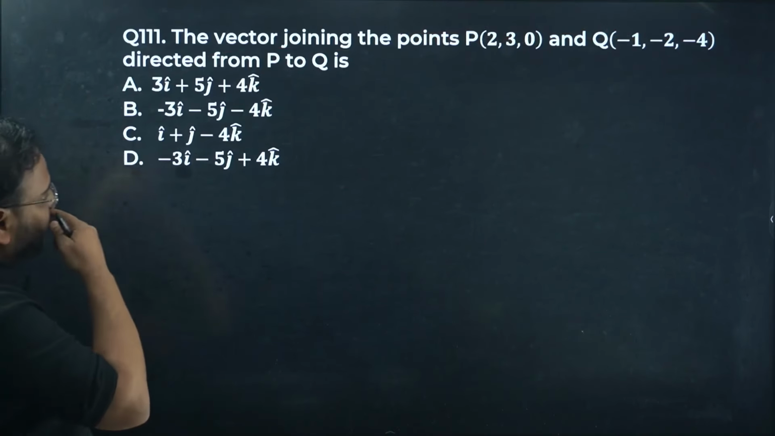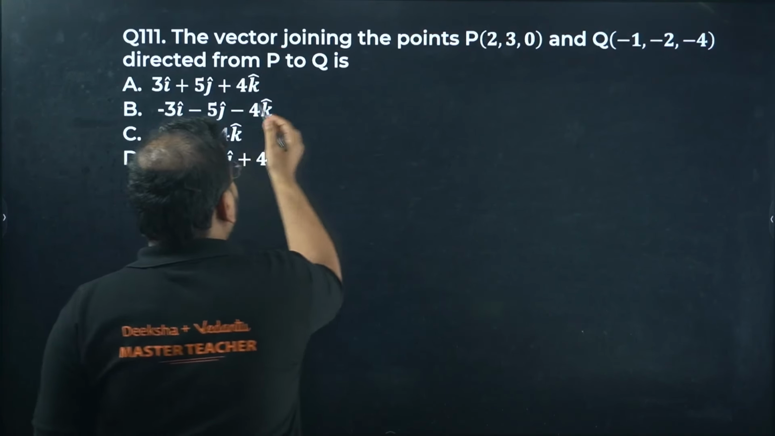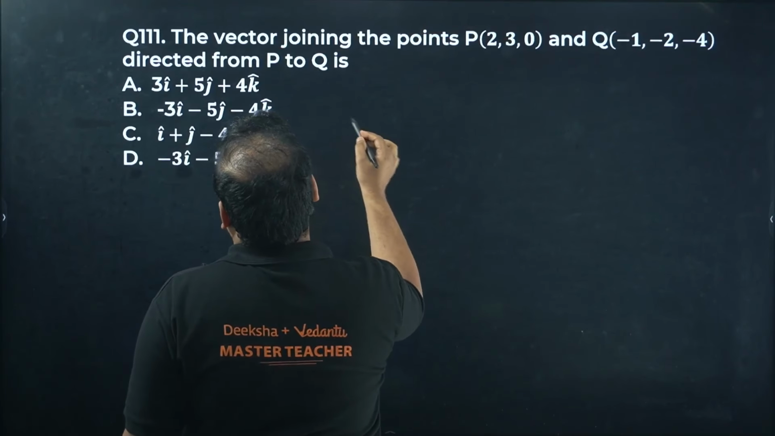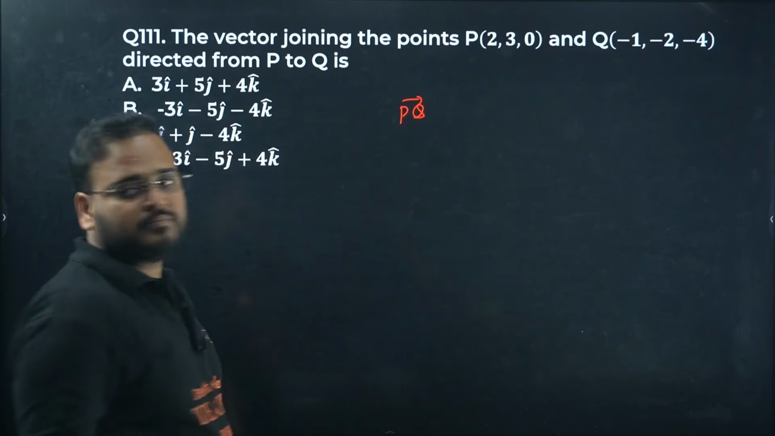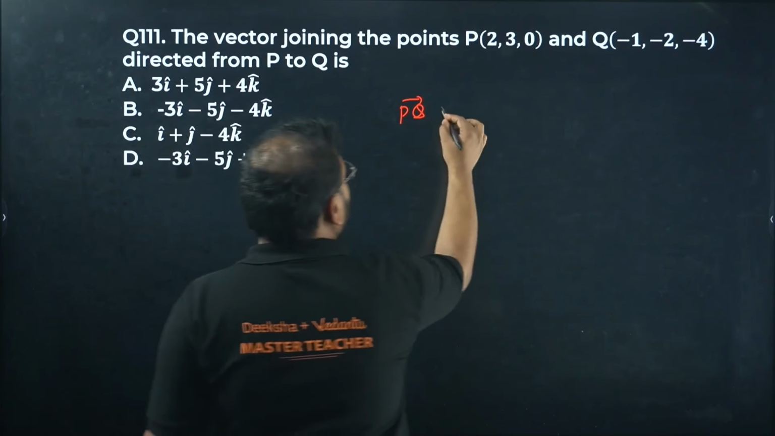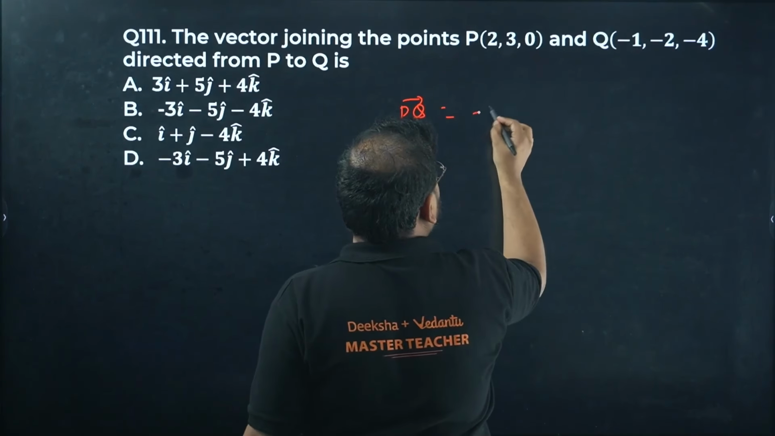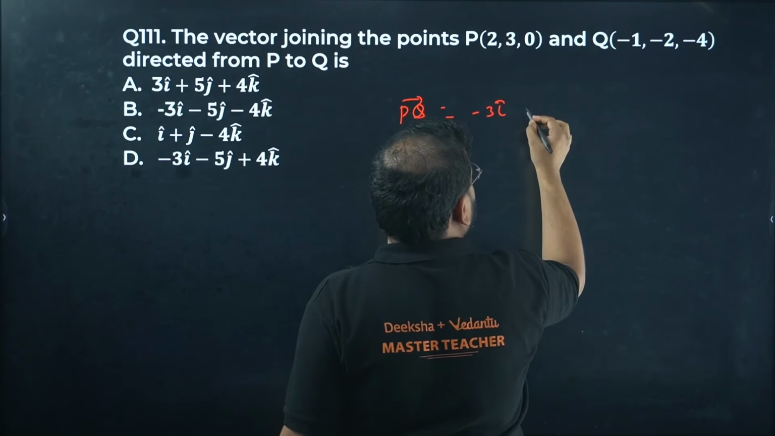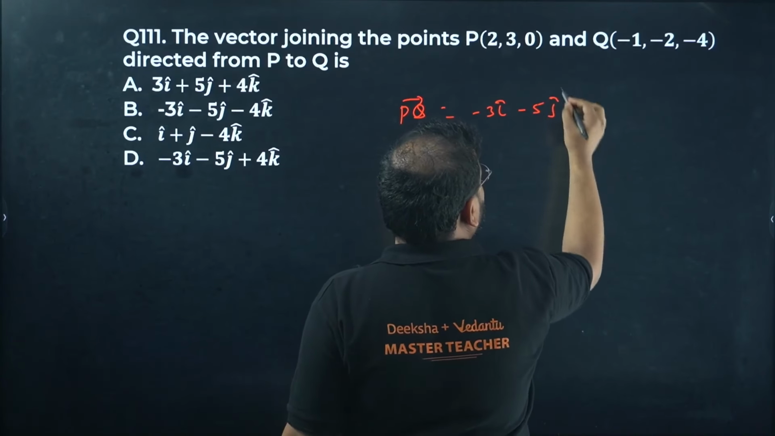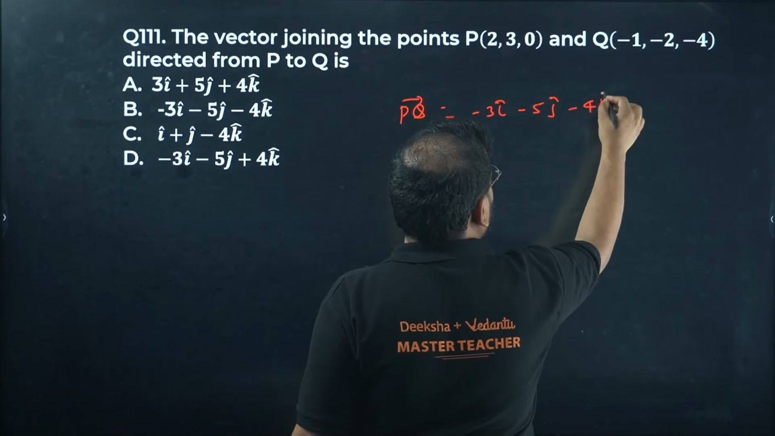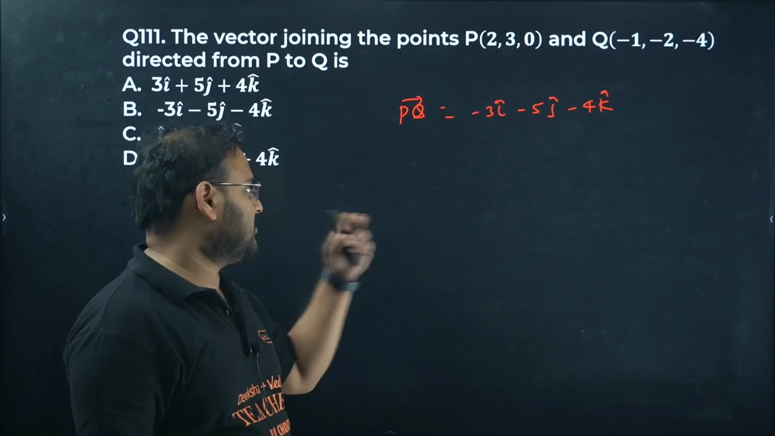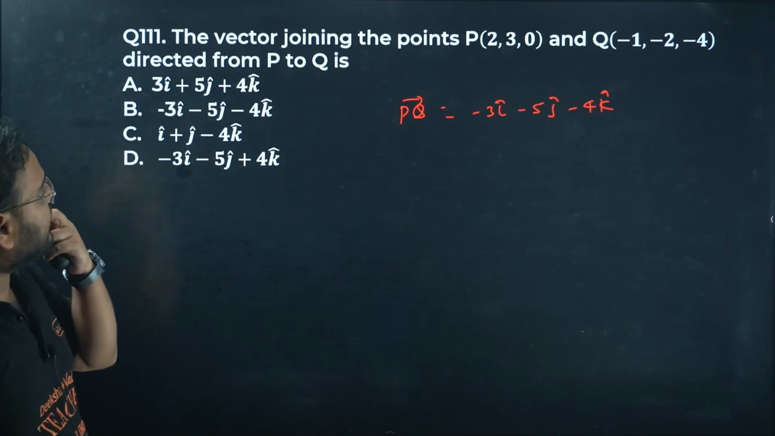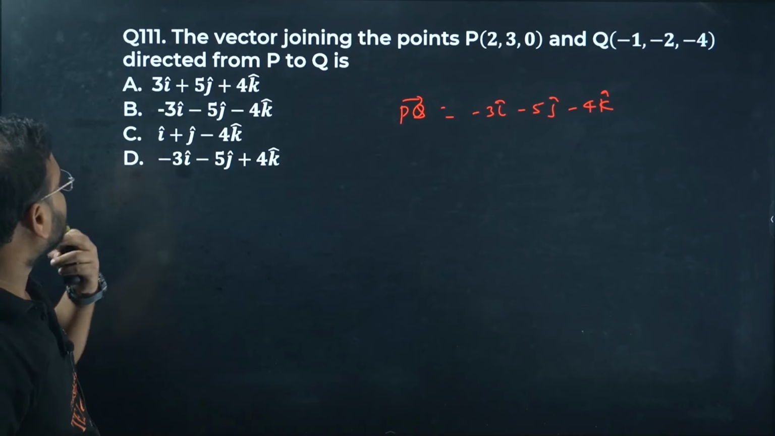The vector joining the points, these two, from P to Q. PQ they are saying, right? P to Q, no? So you have to find this coordinate. How you going to find it? Minus 1, minus 2. So minus 3i cap. Minus 2, minus 3. So minus 5j cap. And minus 4, 0. So minus 4k cap. When you go P to Q, you can take difference from Q to P, right? So this is what it is. Minus 3, minus 5, and minus 4. Option is B.